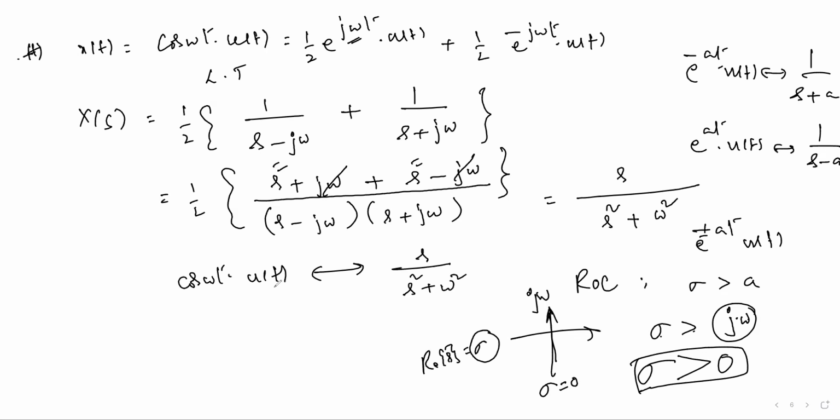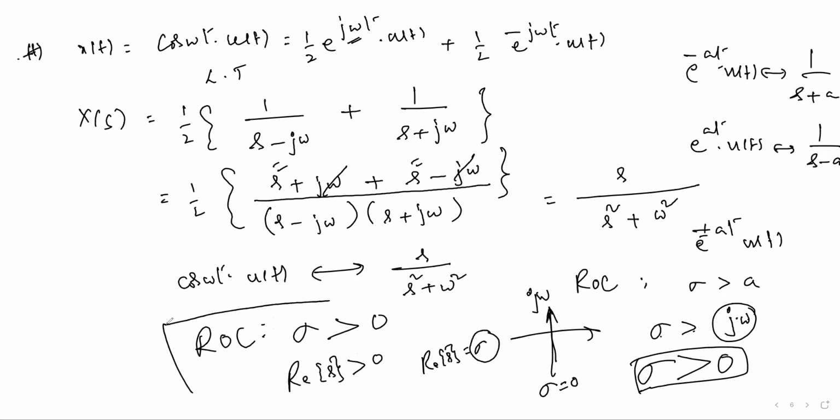So whenever a cos function or sin function is there, write the ROC as sigma greater than 0, or real part of s greater than 0. Don't write j omega in the ROC representation. That is not the conventional method. Anyhow, cos omega naught t u of t, the answer is s by s square plus omega square. Similarly, sin omega t u of t, let us see the answer.